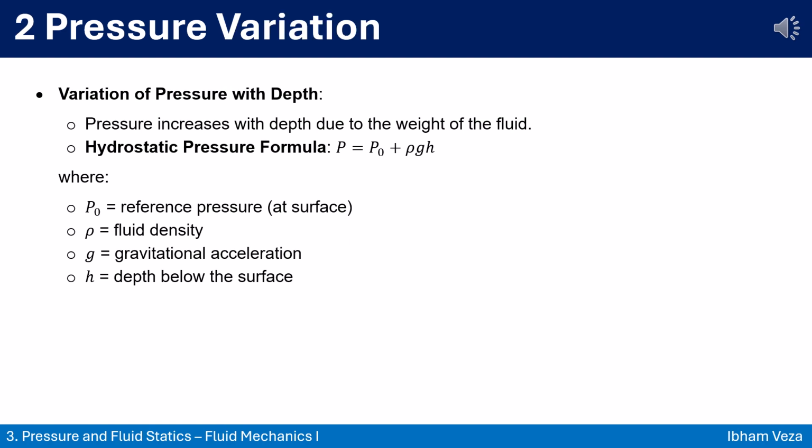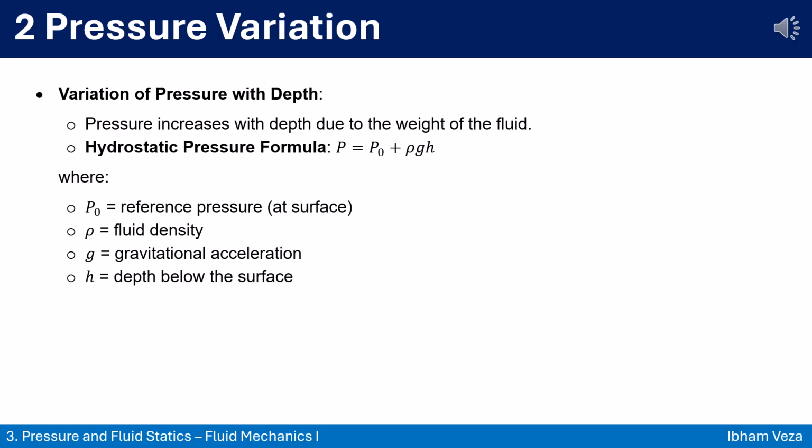2. Make pressure variation easy to understand. Let's talk about why pressure changes when you go deeper in a fluid. It's simple. Fluids have weight, and that weight presses down on everything underneath. The deeper you go, the more fluid is above you, so the pressure increases. The equation for this is called the hydrostatic pressure formula. P equals P naught plus rho g h.